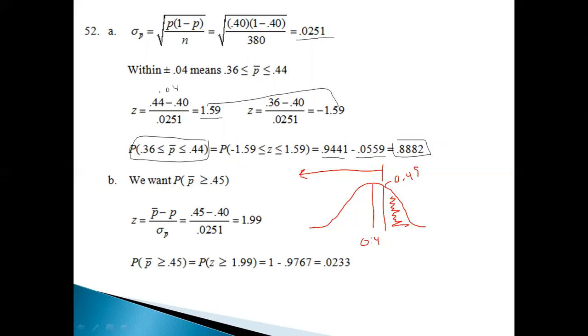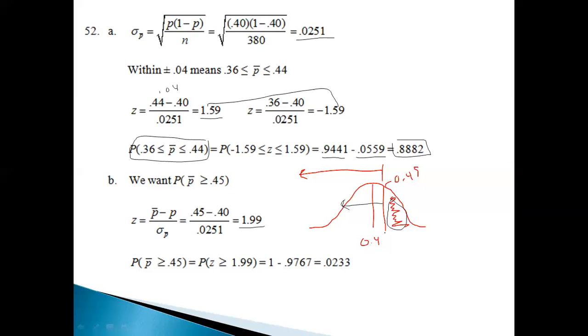Now, the second part, we want the P bar greater than or equal to the 0.45. Well, I drew a picture here. So that's 0.4, that's our mean. 0.45 is somewhere over here. So what we need to do is basically find whatever this whole area over this way is and take 1 minus that to find what this area over here is. And so if we plug it into our thing, we have to find what the z-score is. So P bar is going to be the 0.45 minus our P, which we found was the 0.4, divided by our sigma P, which is the 0.0251. That gives us 1.99.